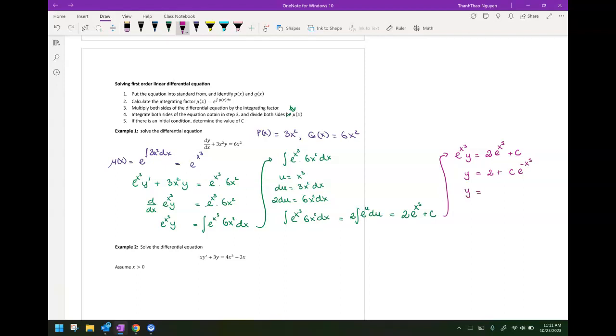So y equals 2 plus c1, where c1 equals c times e to the negative x to the third.